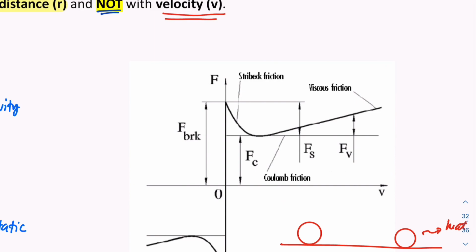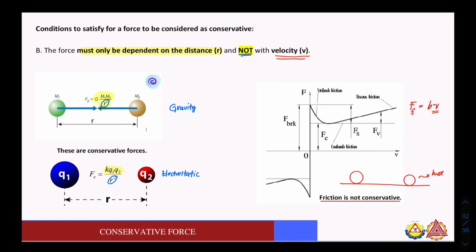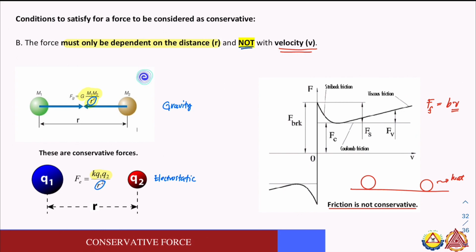So you could model your friction as F is equal to some constant B multiplied by your velocity. That shows the dependence of that friction force on the velocity. And whenever that is the behavior of your force, where it depends on velocity and not on r anymore, then that is a non-conservative force.